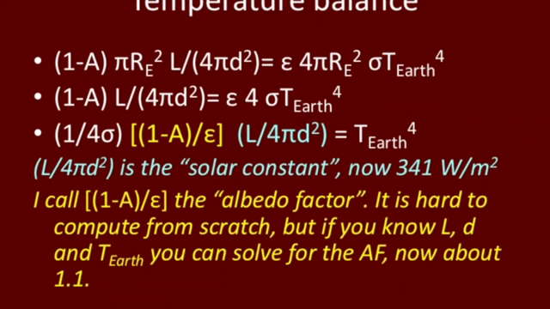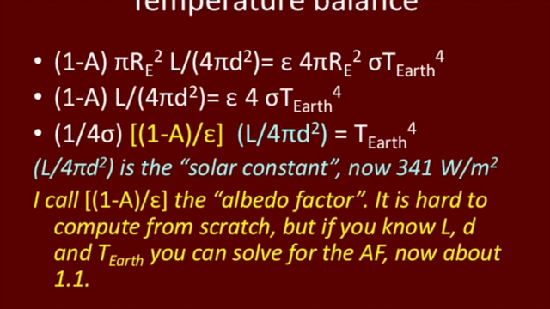But we can be clever. Here's the energy balance. The radius of the Earth factor appears on both sides, so get rid of it. And then group things. Here's what I like to call the albedo factor: 1 minus the visual albedo over the infrared emissivity. Here's the geometric factor with luminosity, and that's the solar constant, which is now about 341 watts per meter squared, going up. And the albedo factor here is hard to compute.